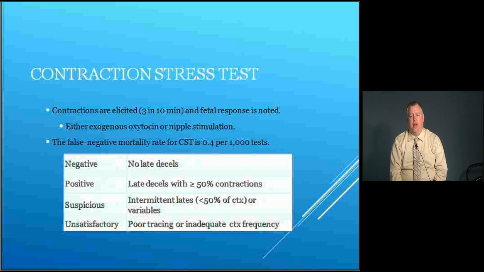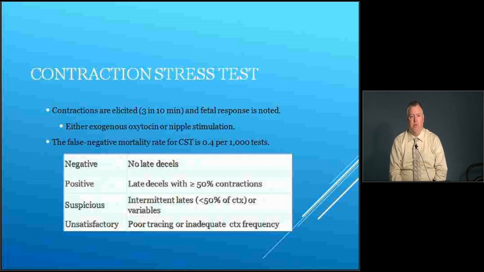The false negative mortality rate for this test, for the CST, is 0.4 per 1,000. So you can see it's got a much better statistic attached to it when we do a CST. But as you can imagine, CSTs are very labor intensive and they're very difficult to achieve.